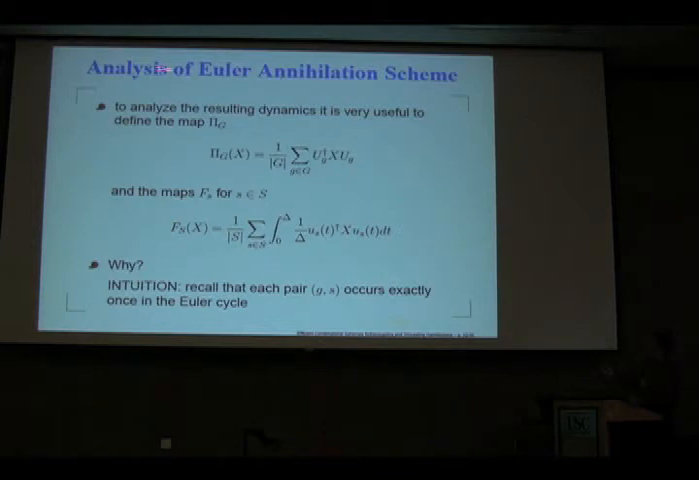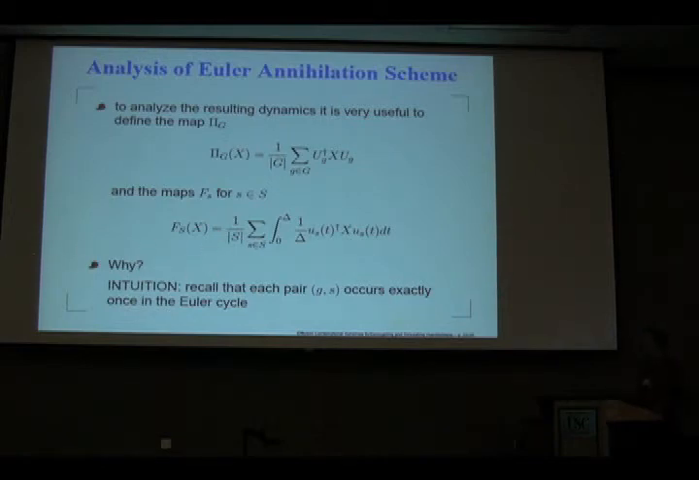Okay, so let us analyze this Euler annihilation scheme. It's going to be very useful to analyze the resulting dynamics. It will be very useful to define this map, so this is averaging over the group, this pi of G, and also these maps f of s for the different generators.